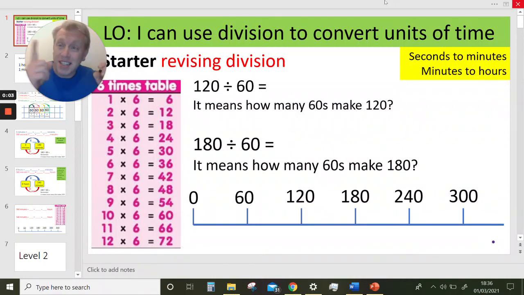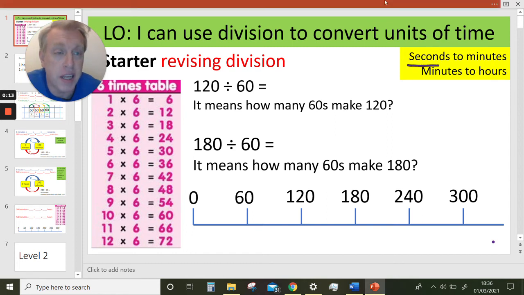Hello! In today's maths lesson, we are going to be looking at turning seconds, however many seconds, into however many minutes, and however many minutes into however many hours. And we're going to be using division to do that. I want us to understand how to use division, but also why. Why are we using division?